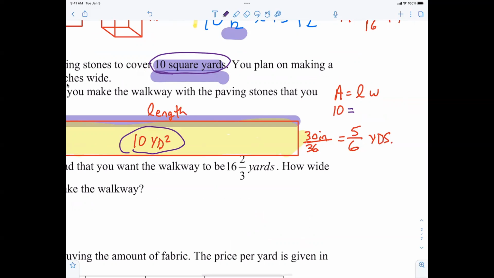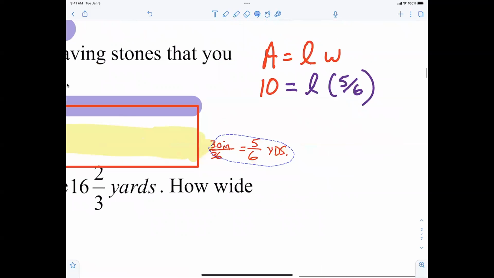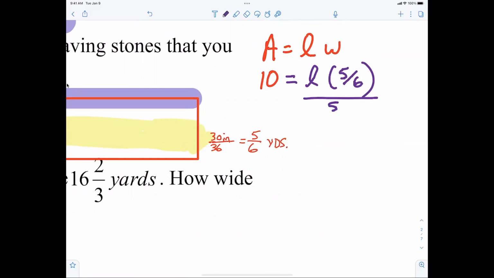Now, the length, do we know what the length is? No. And what's the width? 5/6. All right. So now how do we solve this basic math problem? How do we undo multiplication? Yeah, division, kiddo. Right. So I'm going to pull this out of the way just for a quick second. I'm going to reduce this down. All right. So now I would just simply divide both sides by 5/6.